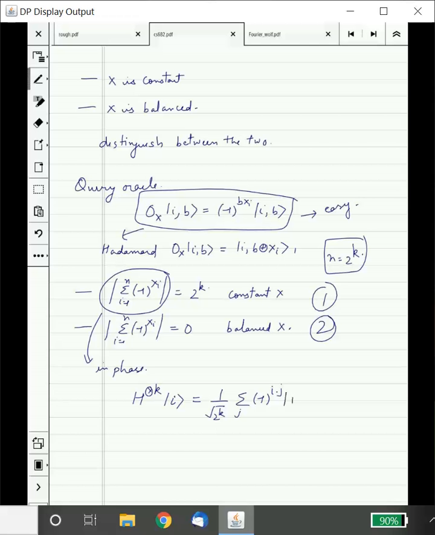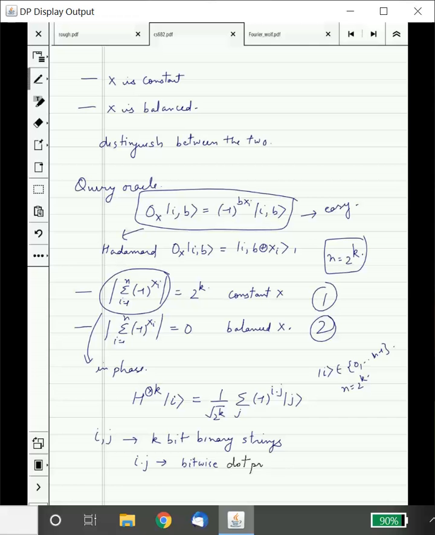Remember that I am viewing i and j as k-bit binary strings. i is an element of 0 to n minus 1. It is one of the index values, but I can think of it as a k-bit binary string. That is because n is equal to 2 to the k. Here, i dot j is the bitwise dot product of these binary strings.